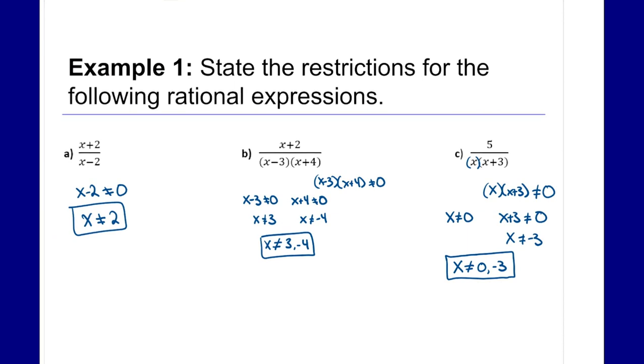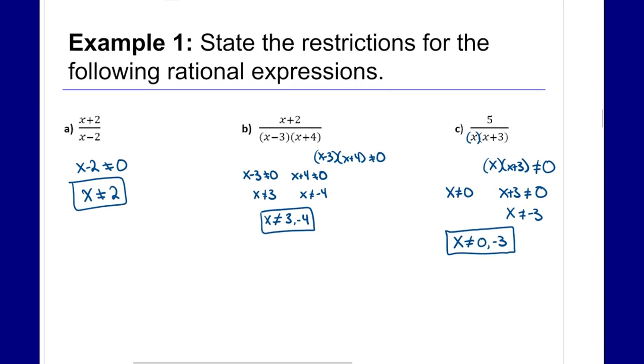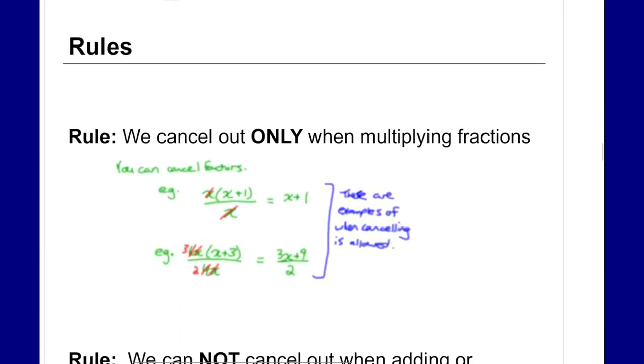These ones were a little bit easier because the denominators were already in factor form. In some cases, they may not be. So we might have to go through and factor it. So some rules to consider.